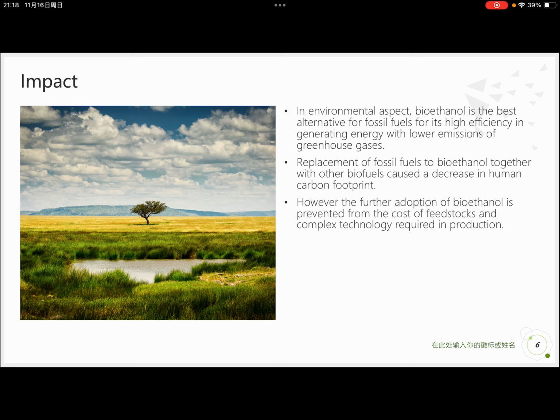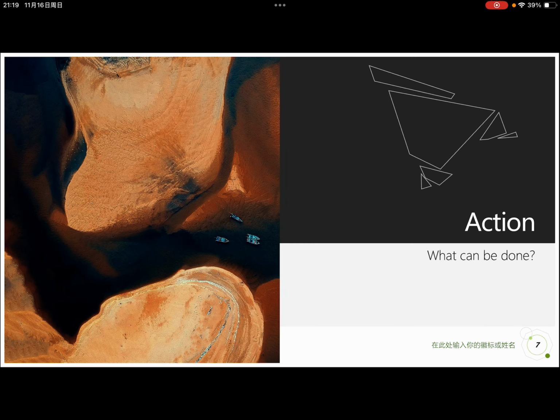And when we talk about the impact, we can talk about those in environmental aspect. And bioethanol is the best alternative for fossil fuel for its high efficiency in generating energy with lower emissions of greenhouse gases. And replacement of fossil fuels to bioethanol together with other biofuels, such as wind power, cause a decrease in human carbon footprint. However, the further adoption of bioethanol is prevented from the cost of feedstock and the complex technology required in production. So what can we do?